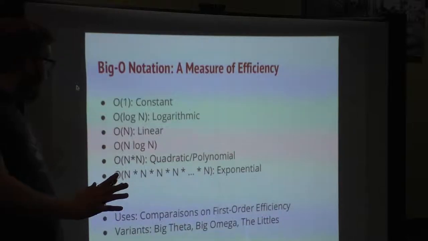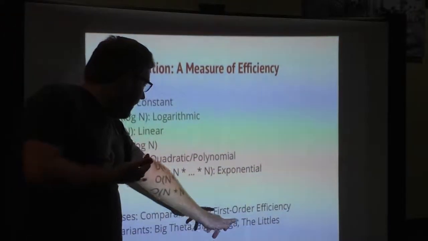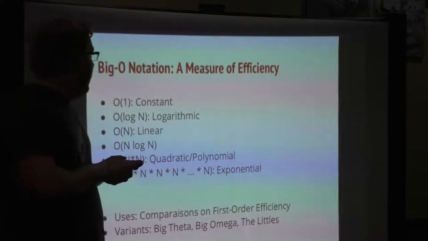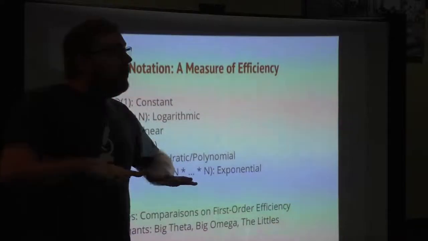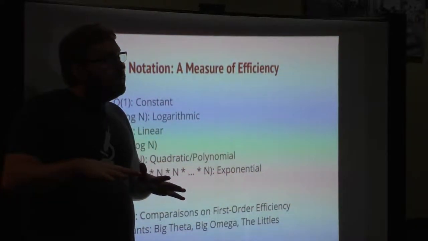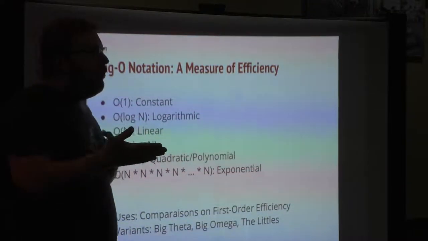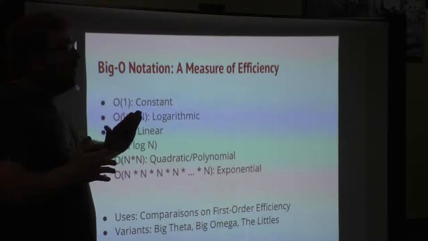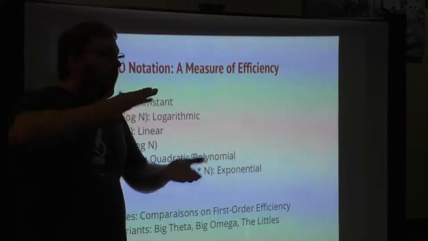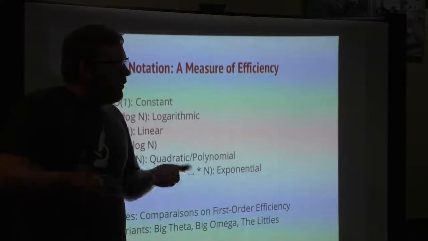So there are multiple variants of this. There's Big O, Big Theta, Big Omega, and little o, little theta, and little omega. The little ones are under bounds. So your algorithm will run no better than the little variants of these. Big O, Big Theta, Big Omega are the upper bounds. You generally want the upper bounds because they tell you worst case.